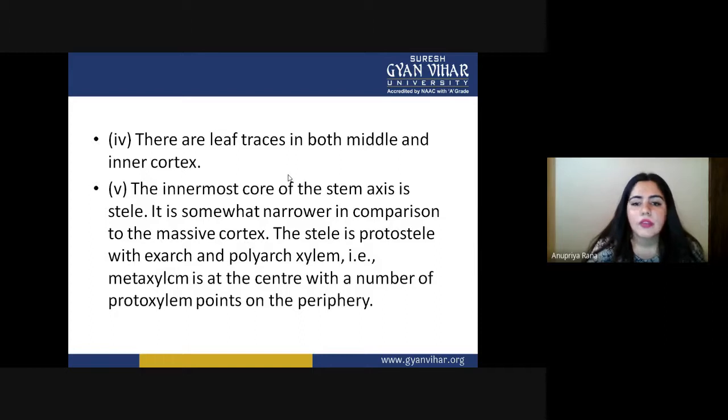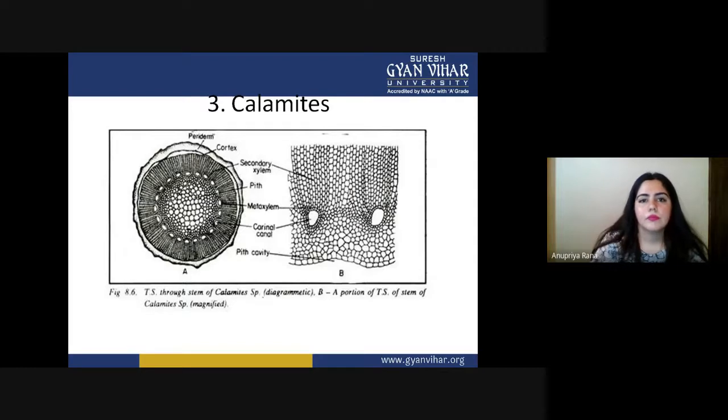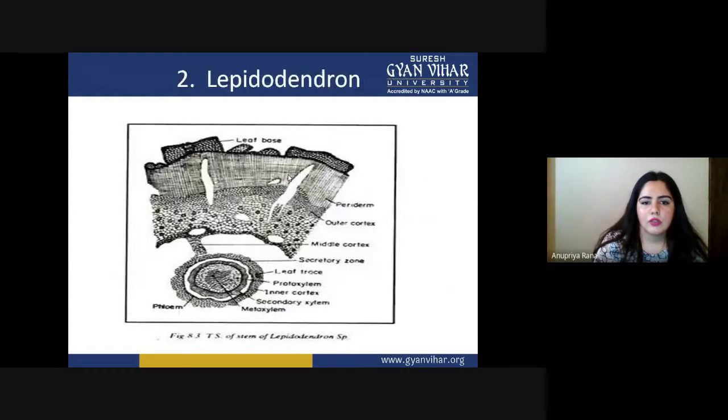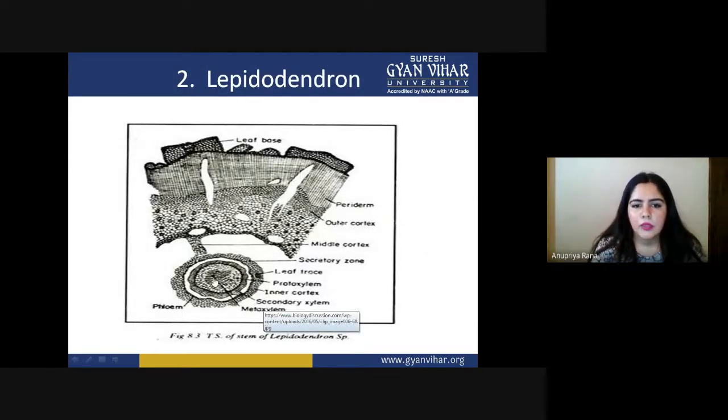Metaxylem is at the center with a number of protoxylem points on the periphery. Metaxylem is present towards the center, and protoxylem is present towards the periphery. So this was the difference between the metaxylem and protoxylem here. You can see this difference in this diagram, though it is not pretty clear. At the very center we have metaxylem, and towards the periphery we have protoxylem.